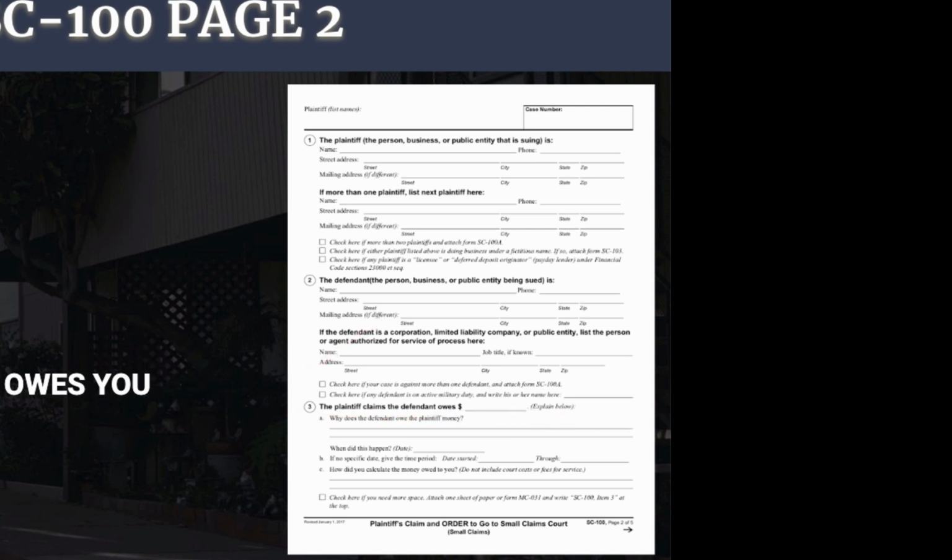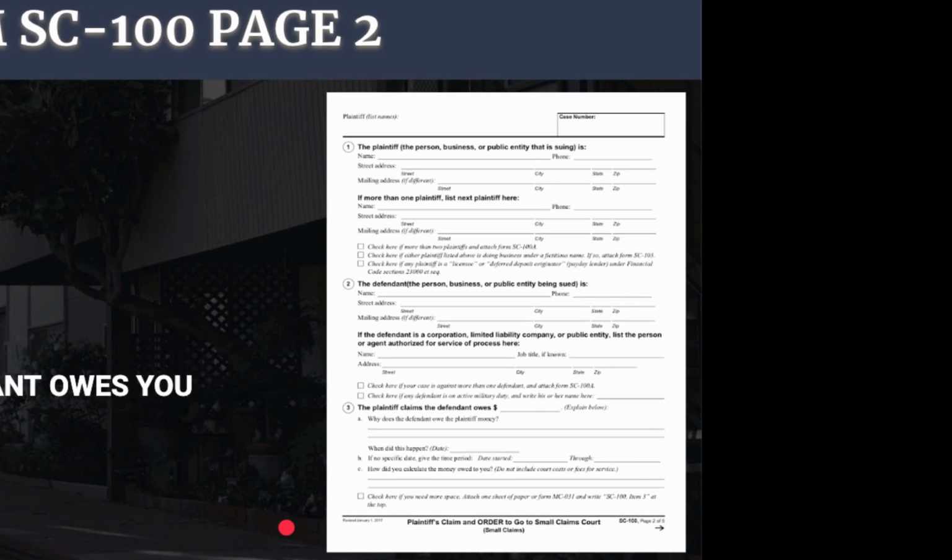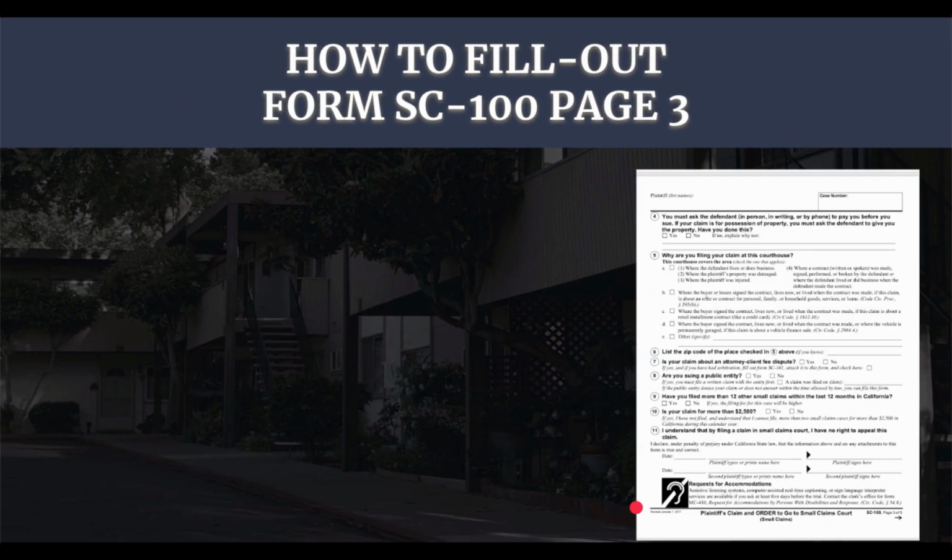In section 3C, explain how you arrived at the amount you are owed by the defendant. This is where you will total all the damages suffered to your person, property, etc. Section 4 of page 3 on the SC100 form pertains to whether you have asked the defendant to pay already.